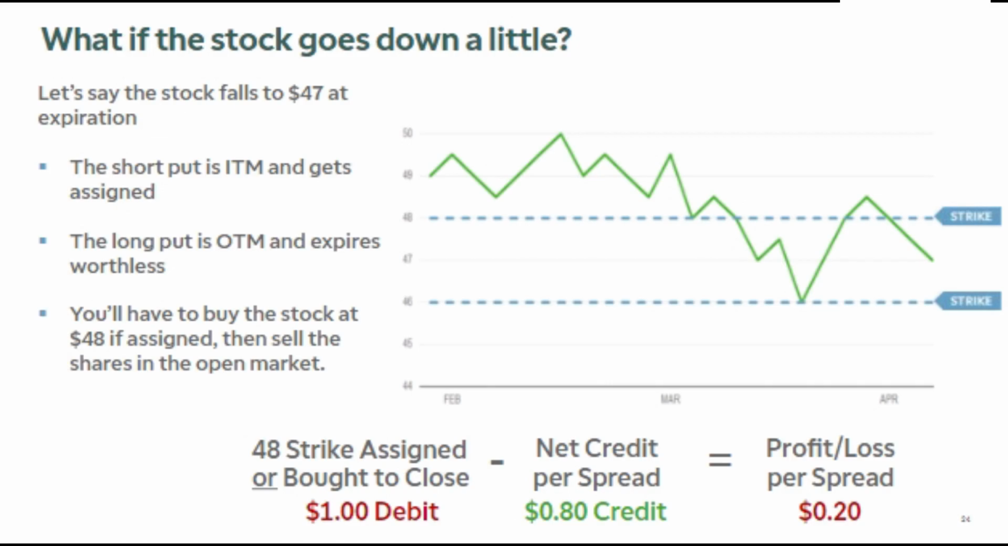So on Monday, if we don't want that stock position, we're going to have to sell it. Well, if it's still trading around 47, we could sell it at 47. That's a $1 loss.